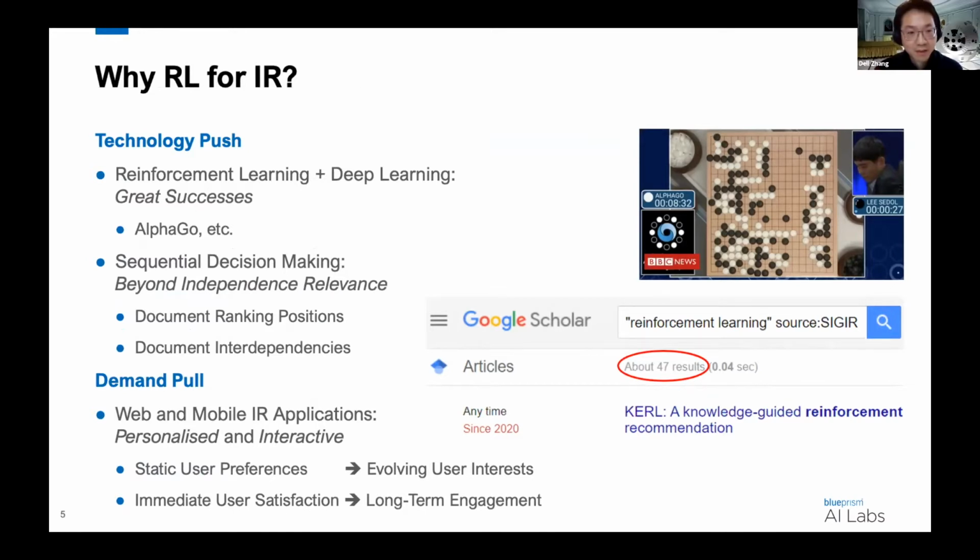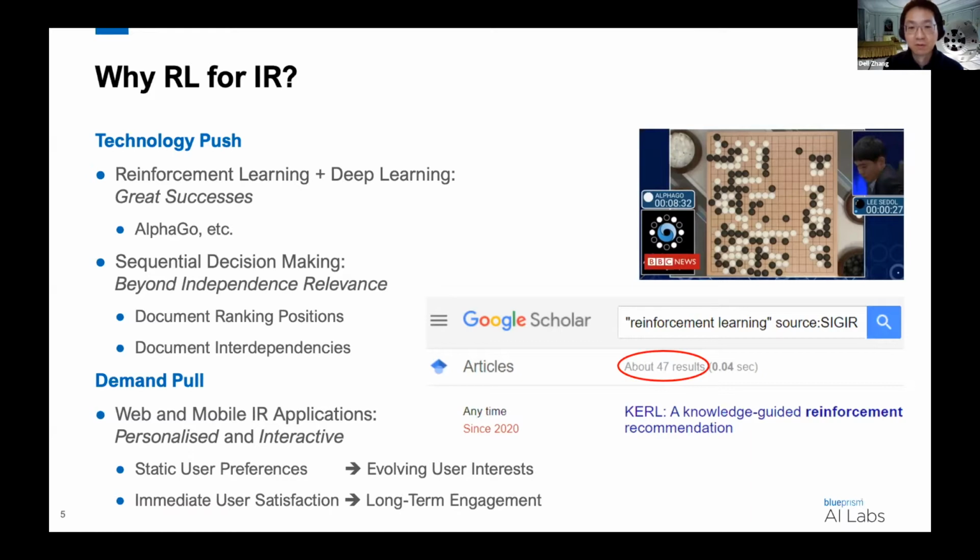Yeah, hi, good morning. So just a few words about the motivation of this tutorial. Why do I want to talk about reinforcement learning for information retrieval? First of all, reinforcement learning is really hot nowadays. I'm sure that you have heard of the great successes of reinforcement learning, particularly when it is combined with deep neural networks, for example, AlphaGo, AlphaZero, and so on and so forth. And more importantly, the reinforcement learning framework is very general and very flexible.